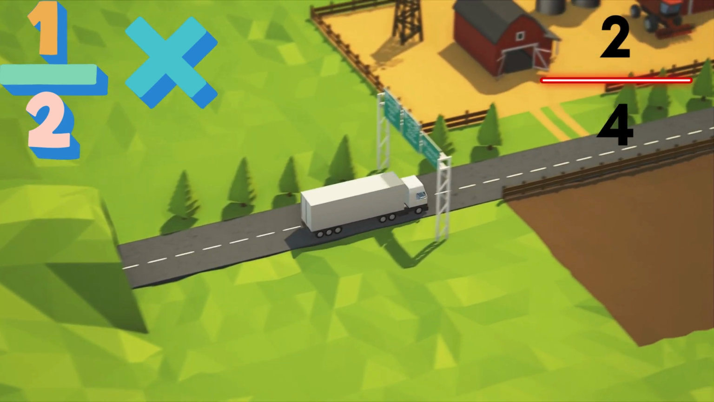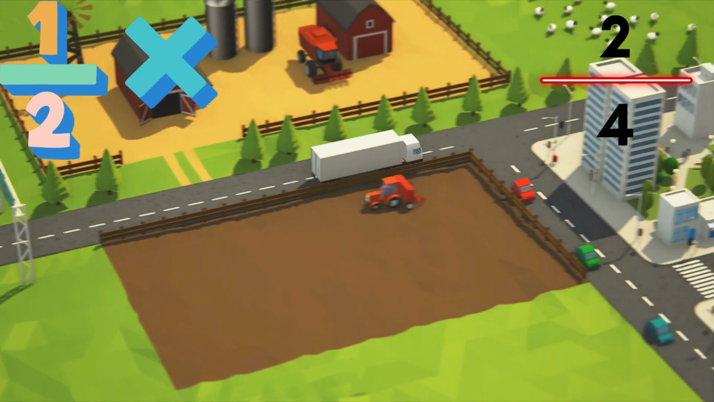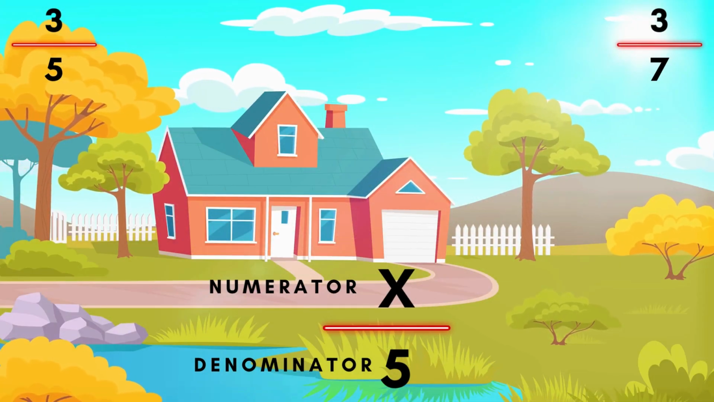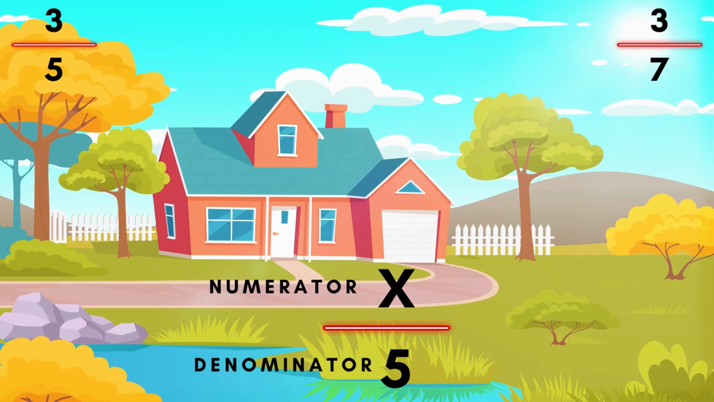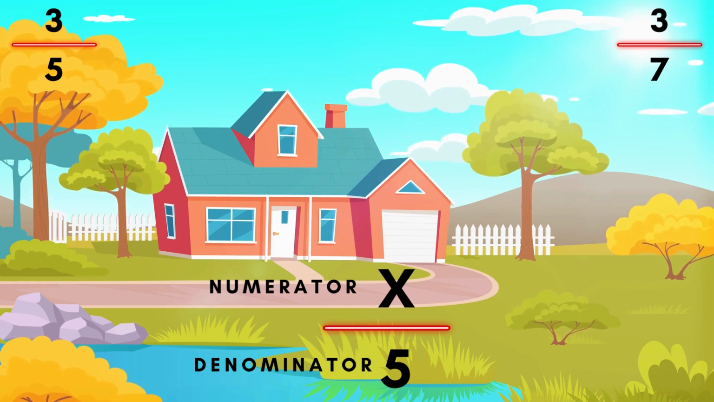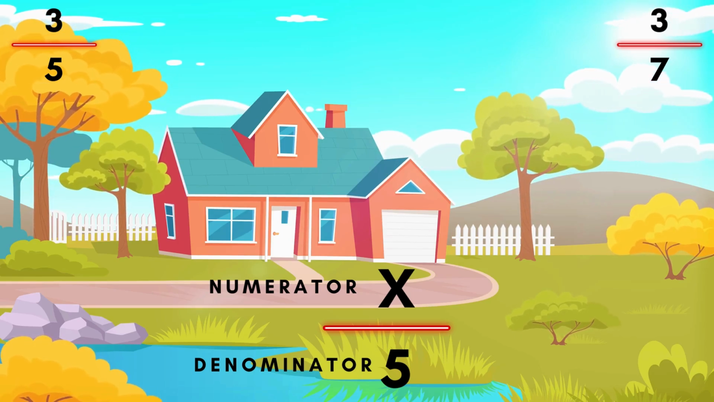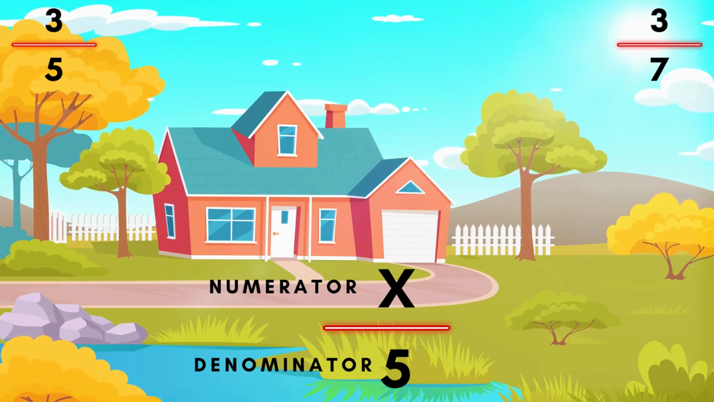Let's not forget about fractions with the same numerator. Fractions with the same numerator can be compared by looking at their denominators. The larger the denominator, the smaller each part is. For example, 3/5 is larger than 3/7 because 3 parts of 5 are bigger than 3 parts of 7.